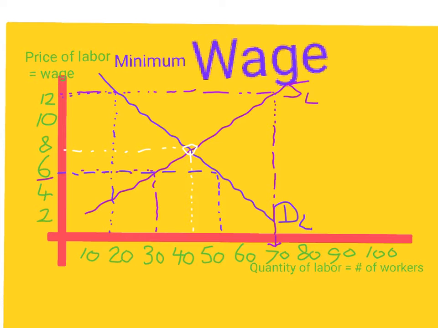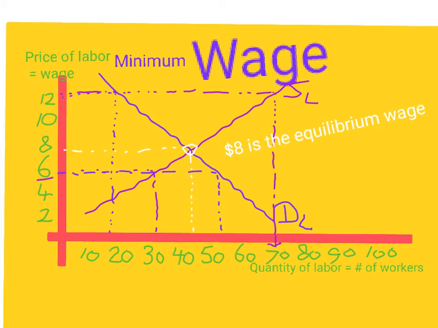So that's the equilibrium wage. That's the free market wage. And that is the wage that businesses would pay without any government interference. So if the government didn't say anything about what the wage would have to be, then we would have an equilibrium wage of $8. A minimum wage is a wage that the government sets.